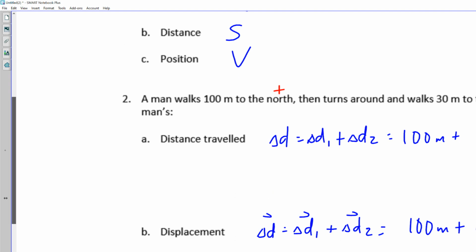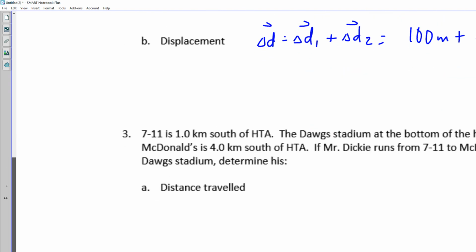Question? Is it 70 meters south? No, it's for question B, you mean? Yeah. No, it's 70 meters to the north, not to the south, because we're taking our first displacement as positive 100 meters. And then we add our negative 30 meters, or 100 meters to the north, 30 meters to the south. We add it up, gives me positive 70.